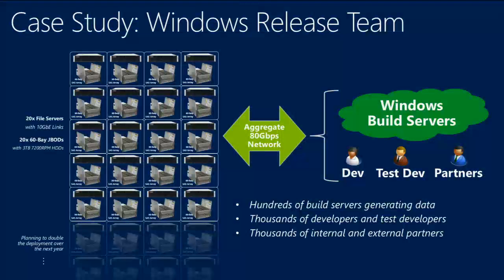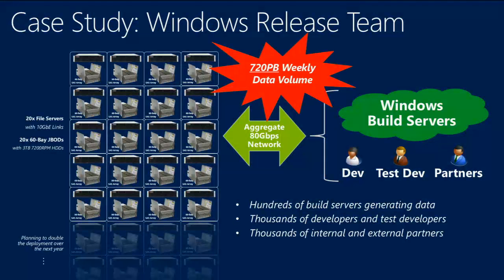Pushing data onto these servers. We have thousands of engineers and partners across Puget Sound, and Microsoft worldwide, consuming that data for debugging, consuming that data for development. Every single week, we see 720 petabytes of data flowing through these switches. That is an incredible amount of data that Spaces is handling with their deployment, an incredible volume.